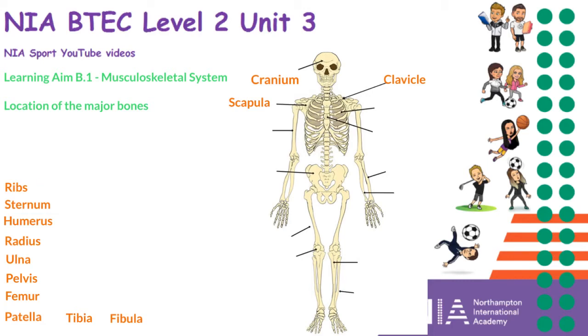Next up, we have your ribs. Now, your ribs, as you can see here, form your rib cage. There are 12 pairs in total. So I'm just going to put that over here. These are then connected to your sternum.